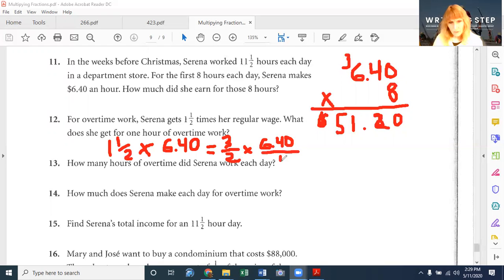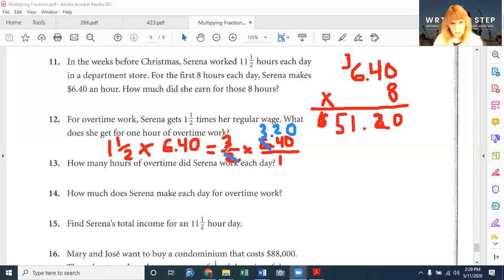Just like that. I can cancel, even though it doesn't look like I can, maybe initially. I can divide 2 into $6.40. If I divide 2 into 6, I get 3. If I divide 2 into 4, I get 2, and 2 into nothing is 0. So half of $6.40 is $3.20.